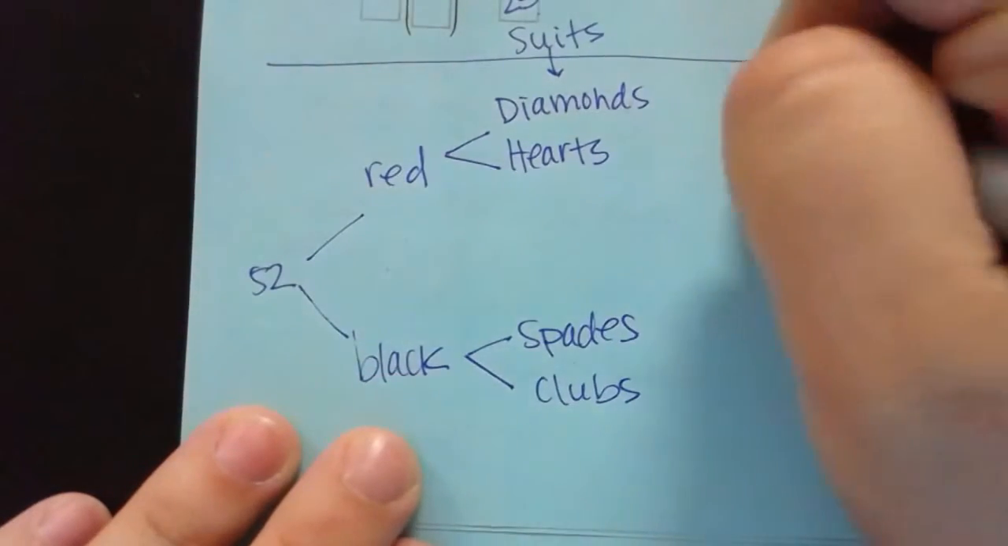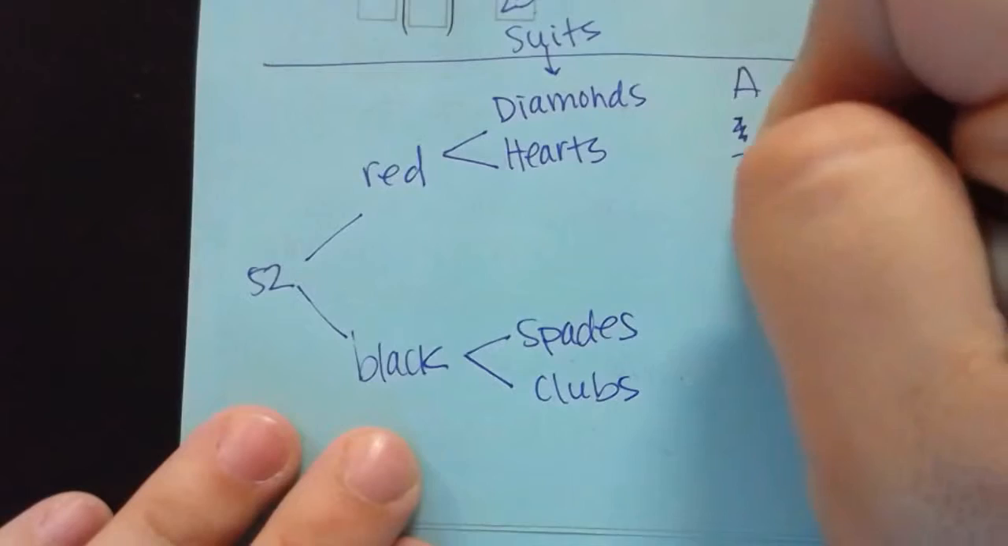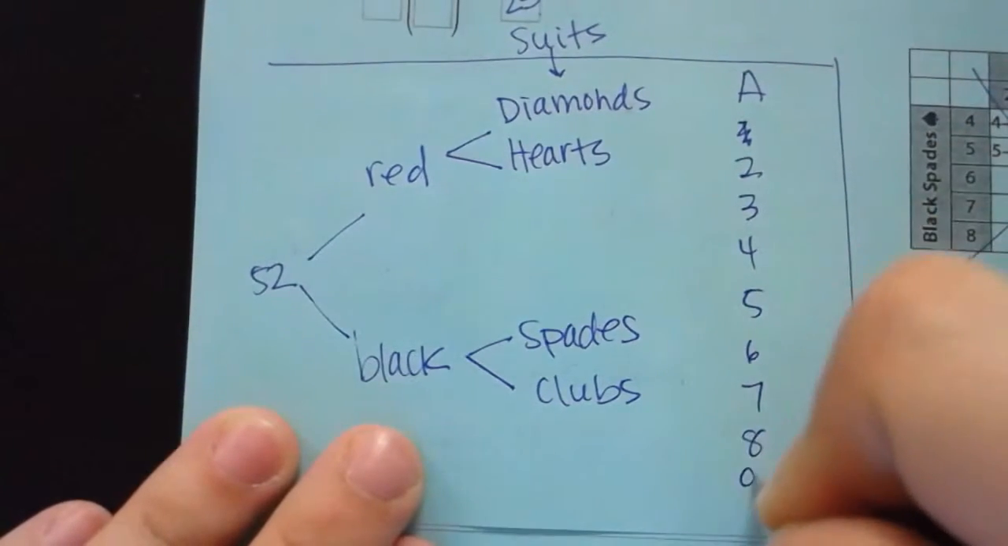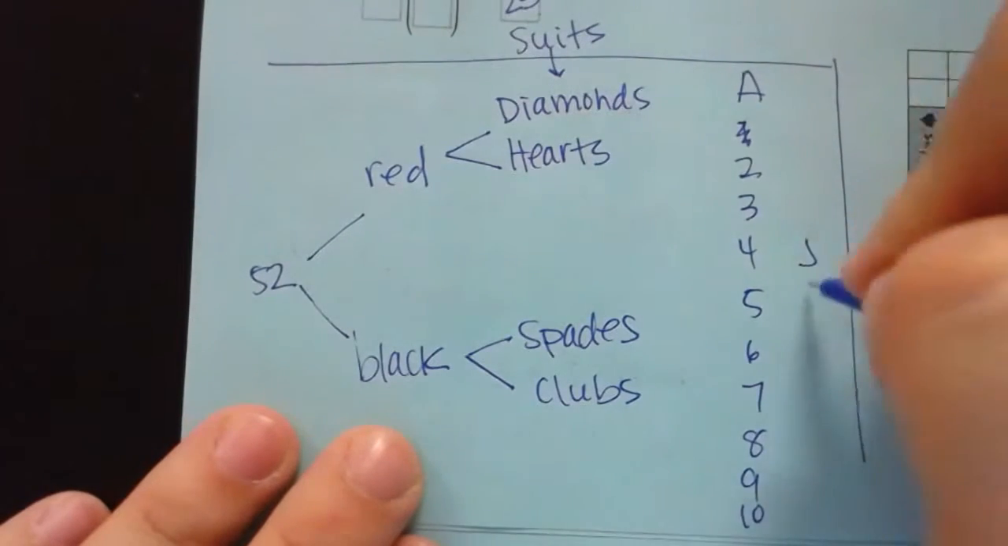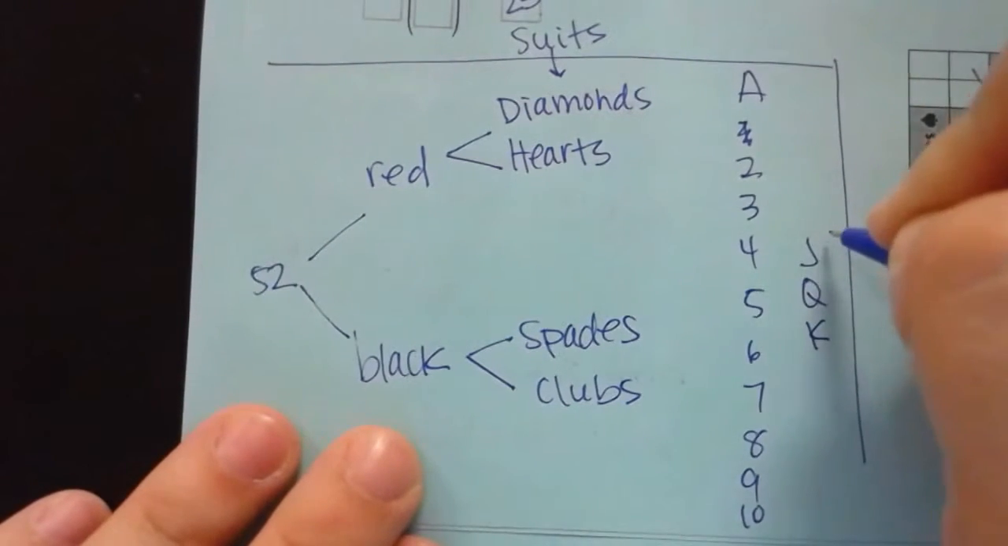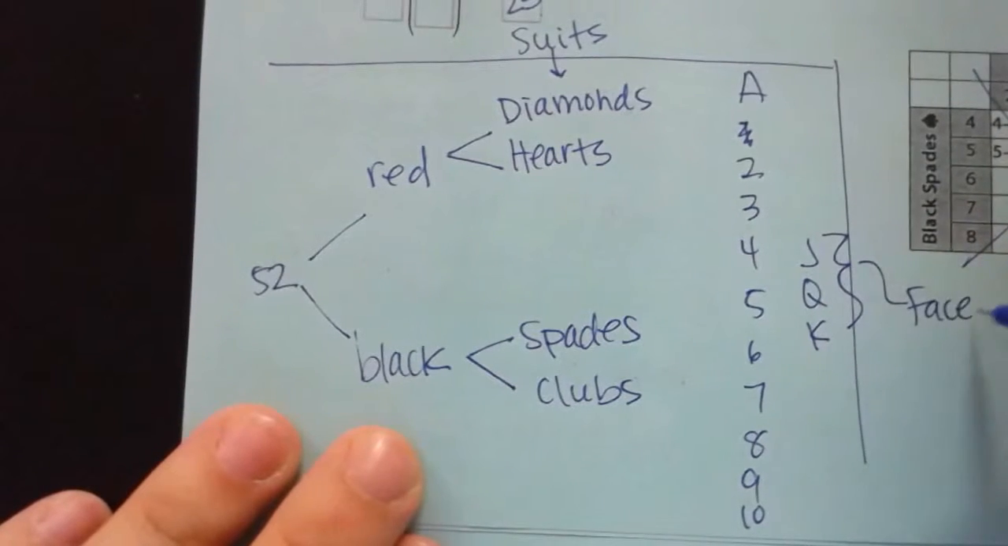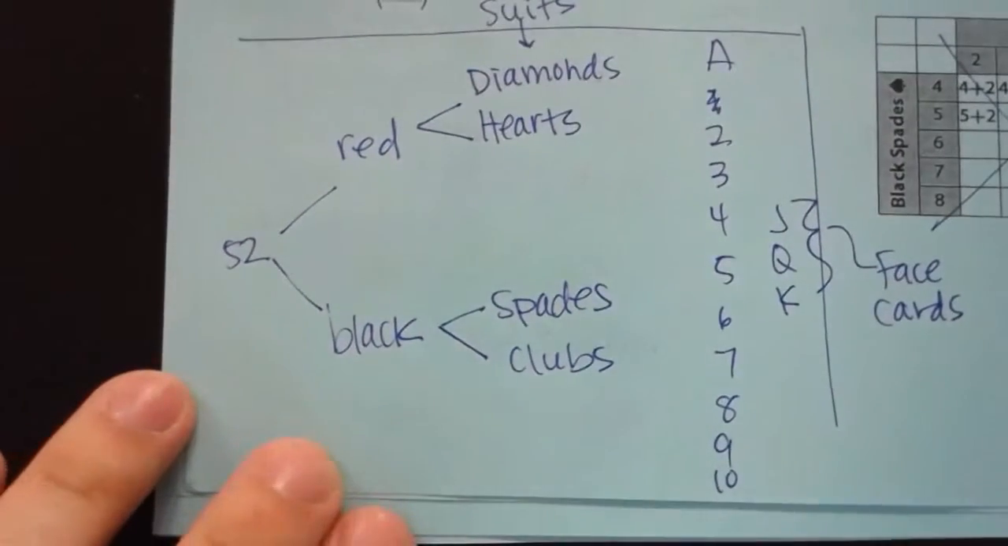Starts with an ace. It does not have a 1. 7, 8, 9, 10. Then you have a jack, queen, and a king. The jack, queen, and king are called your face cards because they have faces on them.